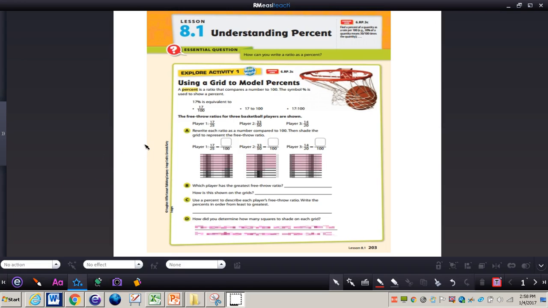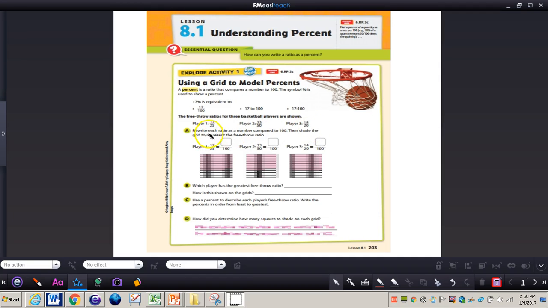It is important to know that a percent is a ratio that compares a number to 100. It's always compared to 100. The percent symbol is used to show a percent. So for example, looking here, 17% is equivalent to 17 over 100, 17 to 100, and also 17 to 100, just like that. And we can see that the free throw ratios for the three basketball players are shown: 17 out of 25, 33 out of 50, and 14 out of 20.